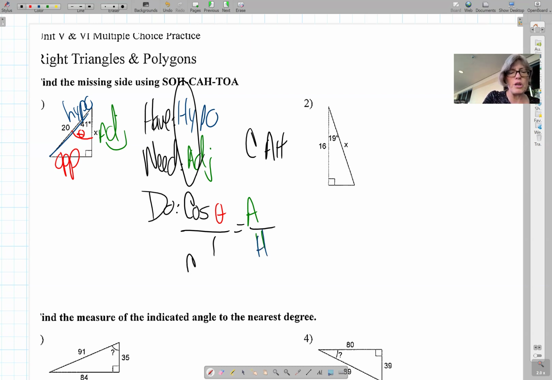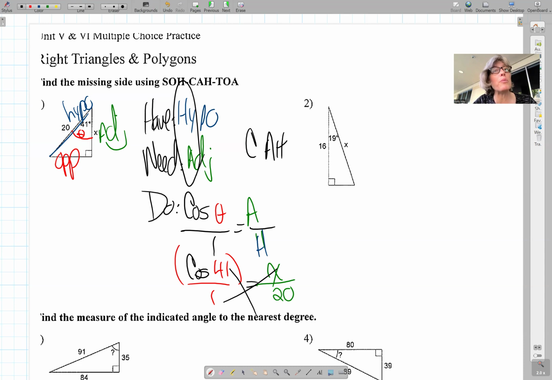Therefore, it's going to be cosine of 41 degrees. Keep parentheses around that. Equals adjacent, which is x, over hypo, which is 20. Cross multiply. Remember, do not touch a calculator until your variable is by itself.